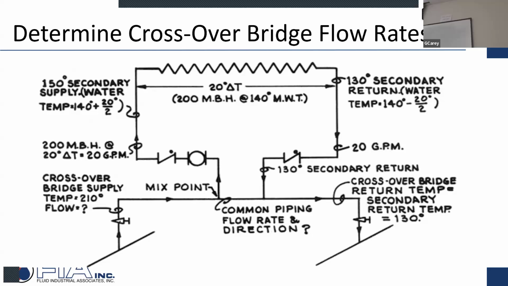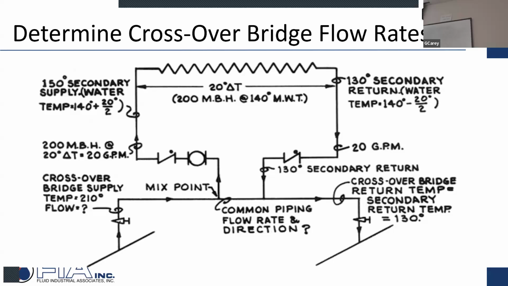So then he's saying, okay, if I've got 210 here and I've got 130 there, what's the load up here? 200,000 BTUs. So the job of this crossover bridge right here is to deliver 200,000 BTUs. This is the load up here that he's trying to deliver, 200,000 BTUs designed at a 20-degree delta T, 150 to 130. So what's the delta T on this loop right here? 80. 210 to 130. So I'll take your system size and say, hey, 200,000 BTUs and 80-degree delta T.